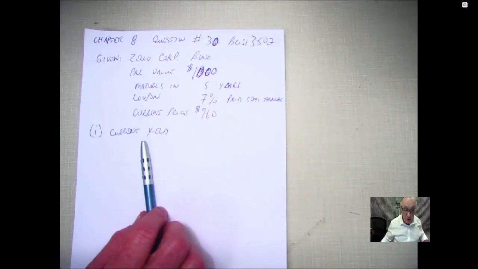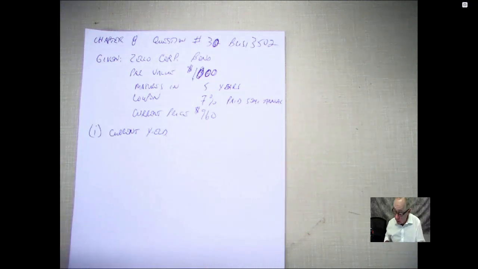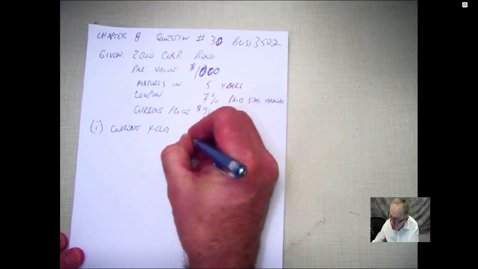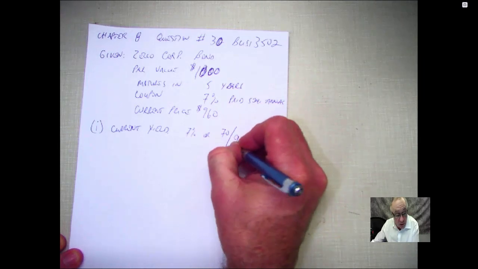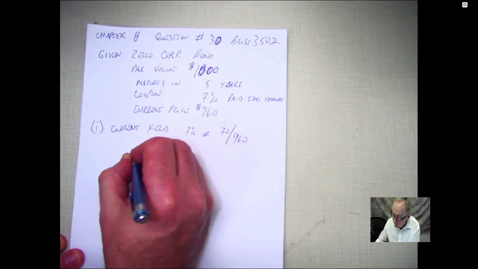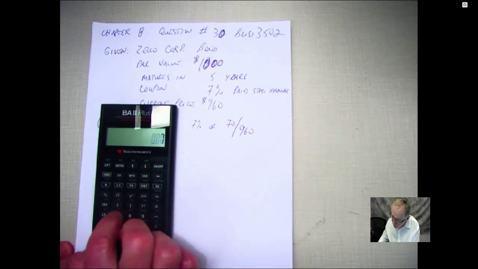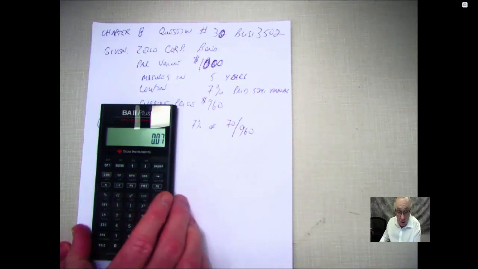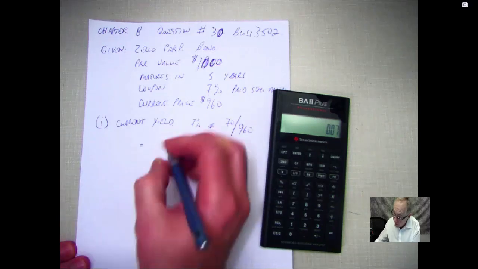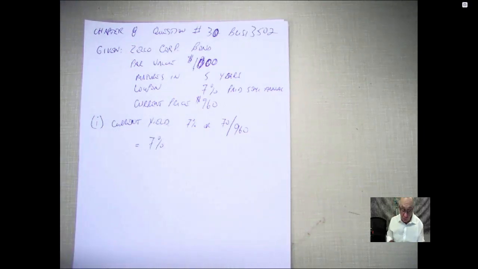Underneath this, first we're asked to compute just the current yield. Current yield is very simple, which is our 7% or $70 at 960. Calculating that, 70, our coupon, divided by 960 is approximately 7%. I should set that to 4 decimal points.